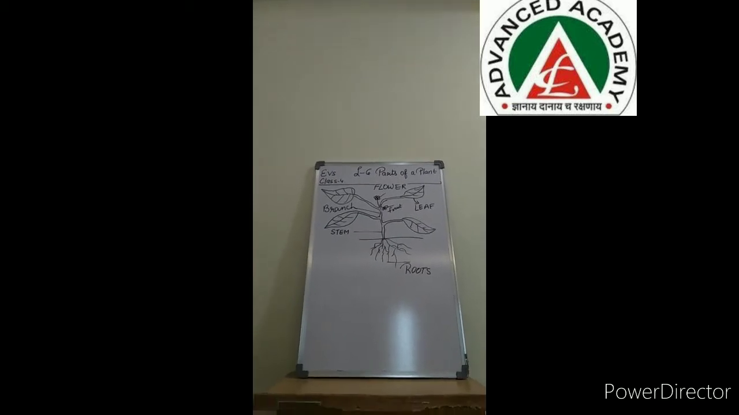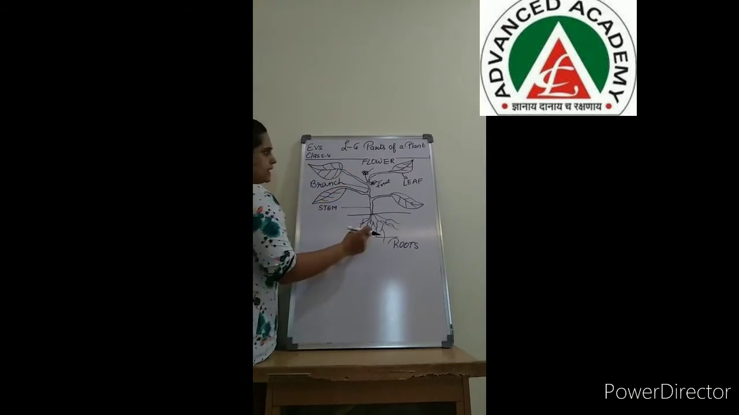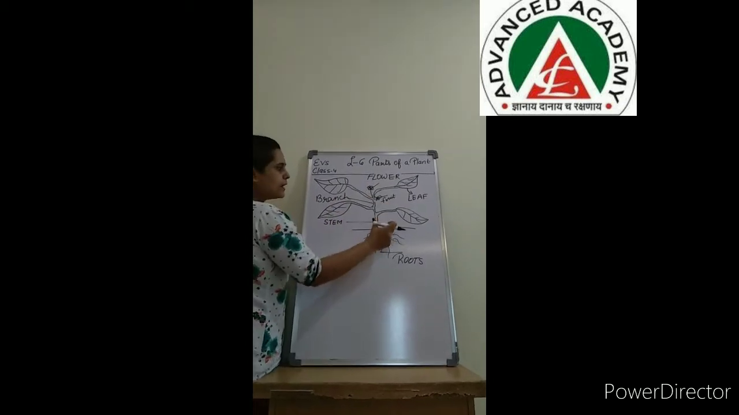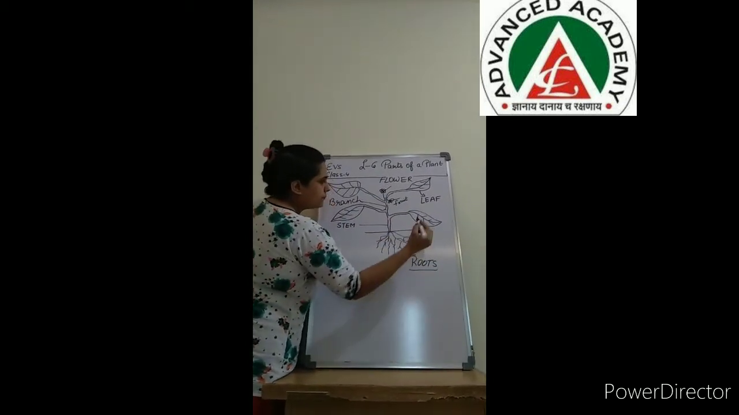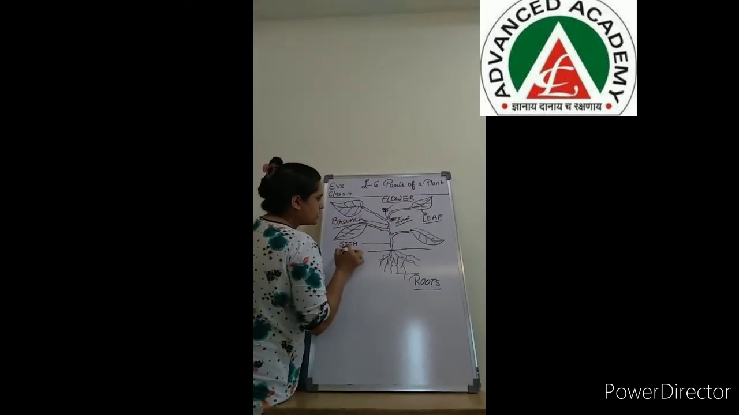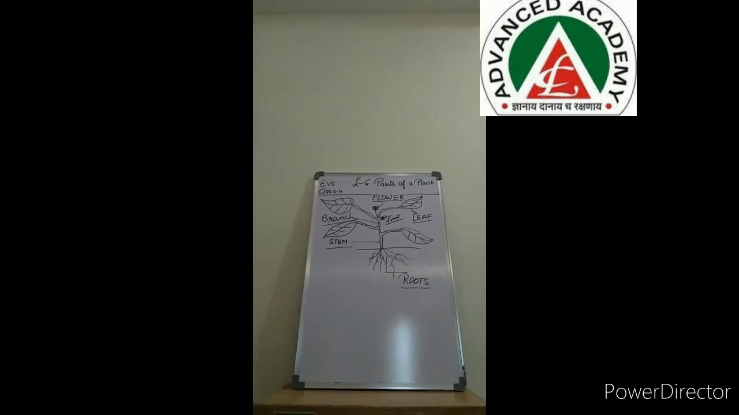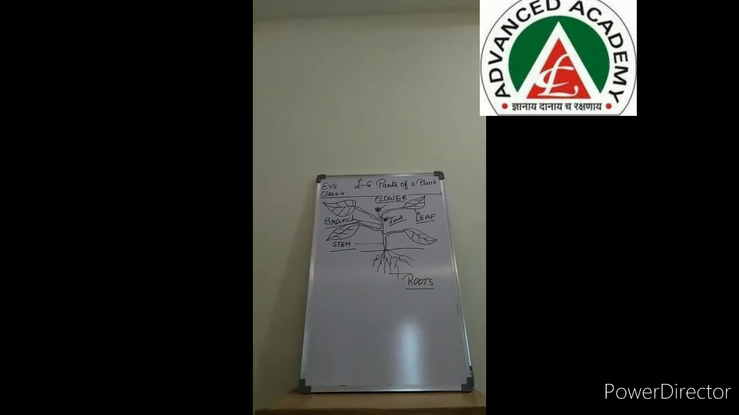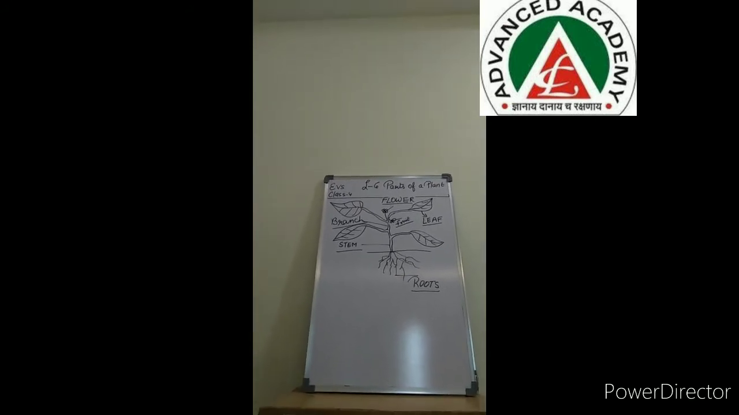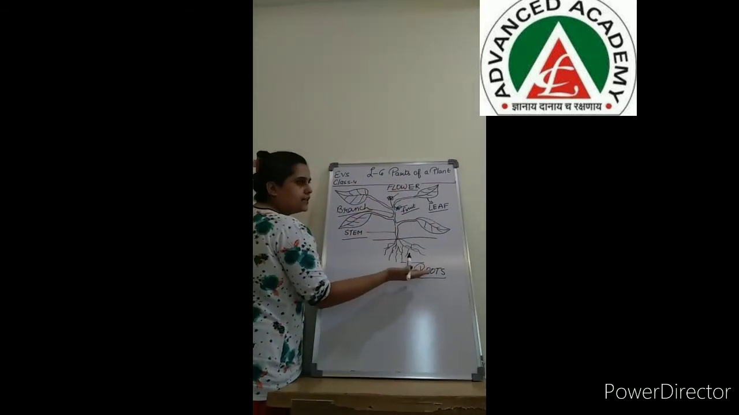Now we can see that a picture is given on the board. This picture is about a plant, and a plant has different parts. You can see roots, leaf, fruit, flower, branch and stem. These are the different parts of a plant. A plant is a living thing. It has different parts just like you and me. Some parts are above the ground and some are under the ground.